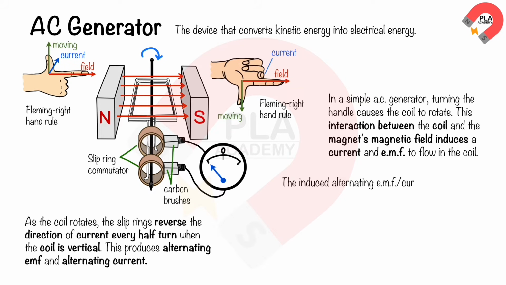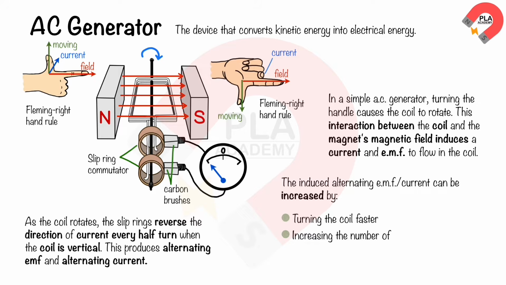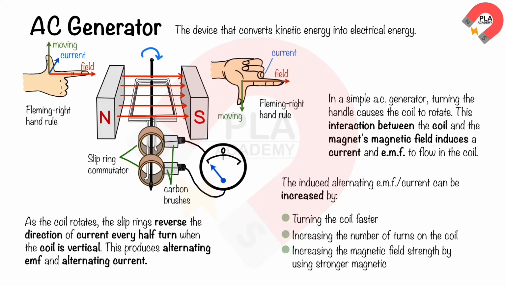The induced current and EMF can be increased by turning the coil faster, increasing the number of turns on the coil, and increasing the magnetic field strength by using a stronger magnet.